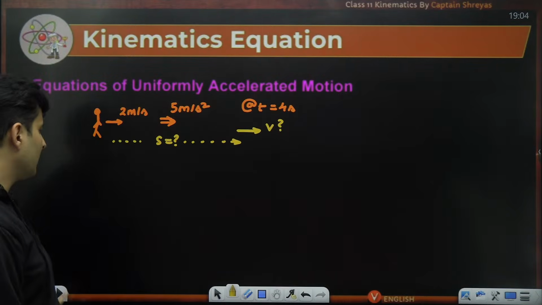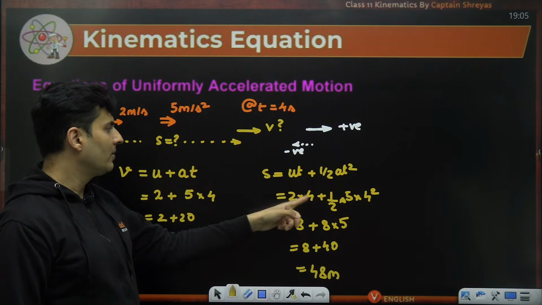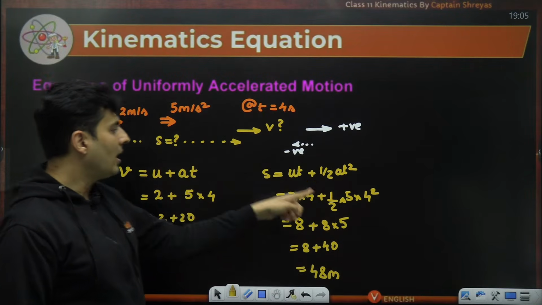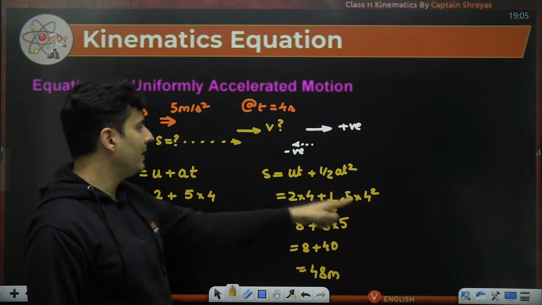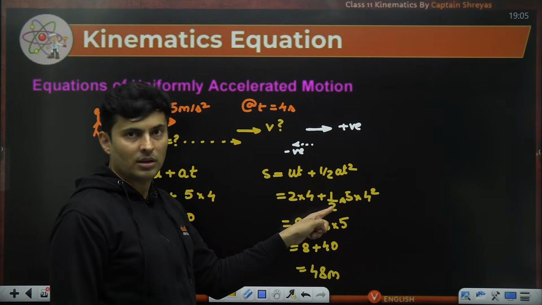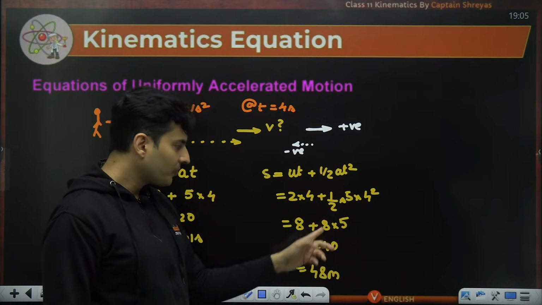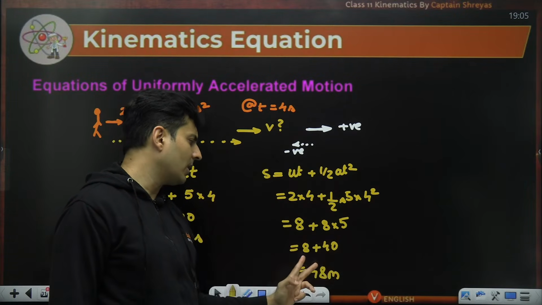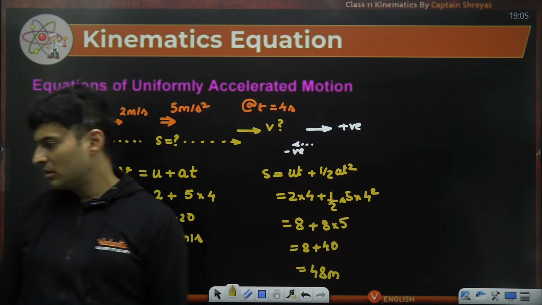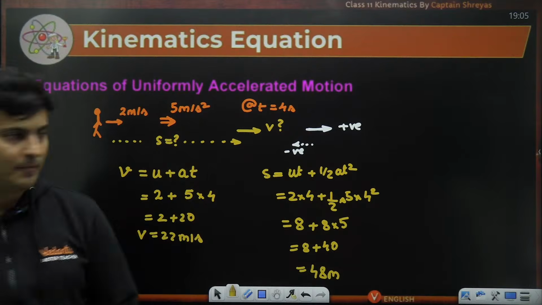So let's substitute that. U is 2, time is 4, 2 4s are 8. Then half into acceleration. Acceleration is 5, time is 4. 4 square is 16. 16 by 2, 8. 8 is here. This 5 is as it is. So 8 plus 8 into 5. 8 5s are 40. 40 plus 8 is 48 meters. Okay? Interesting? Perfect. Shall we go ahead, Ashok and everybody else?